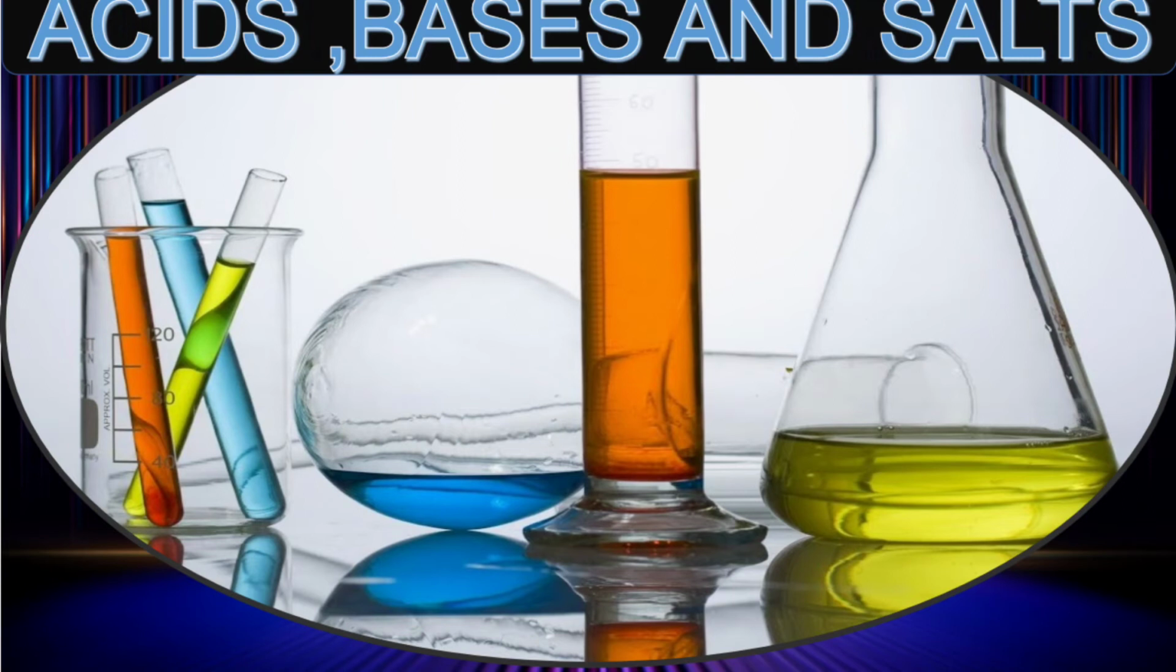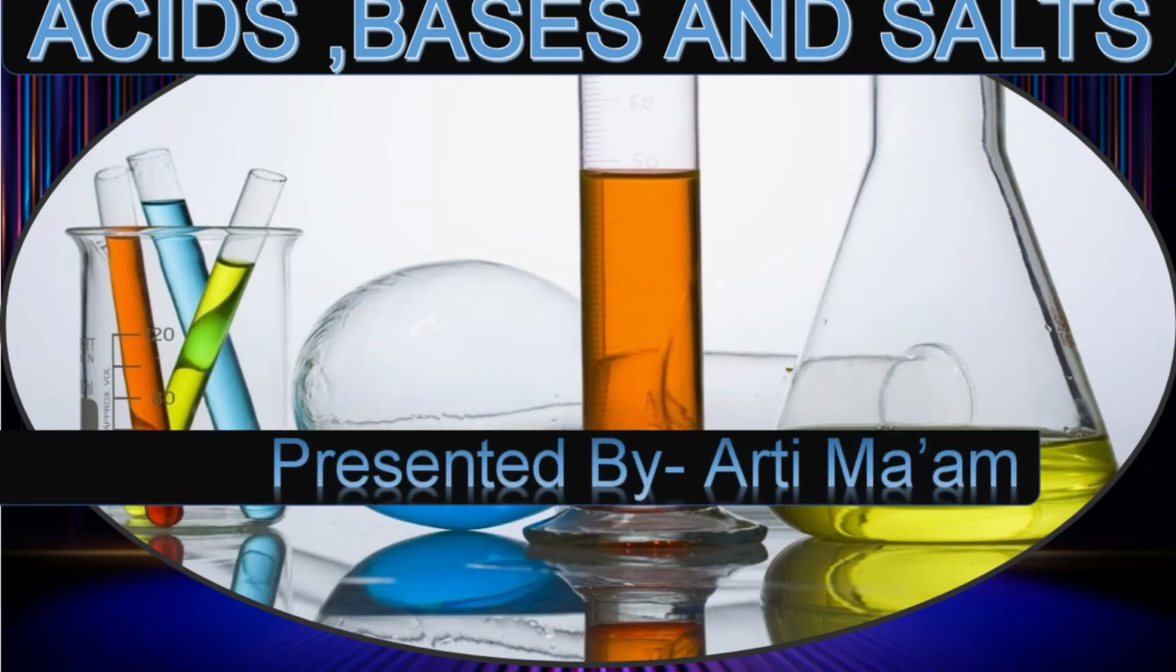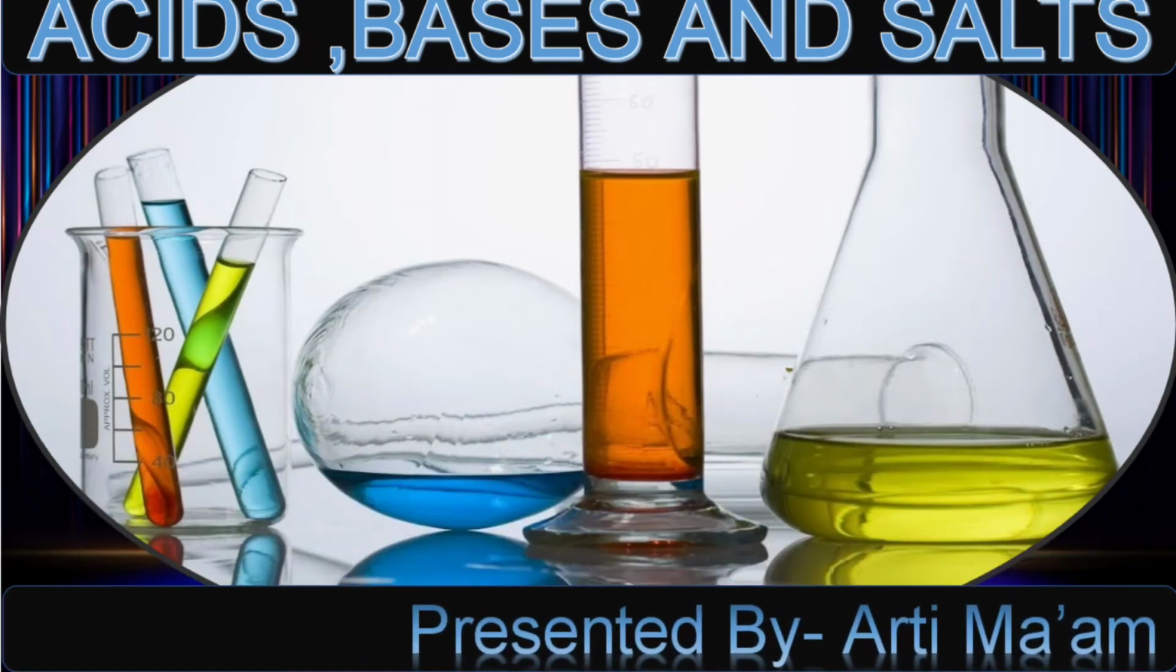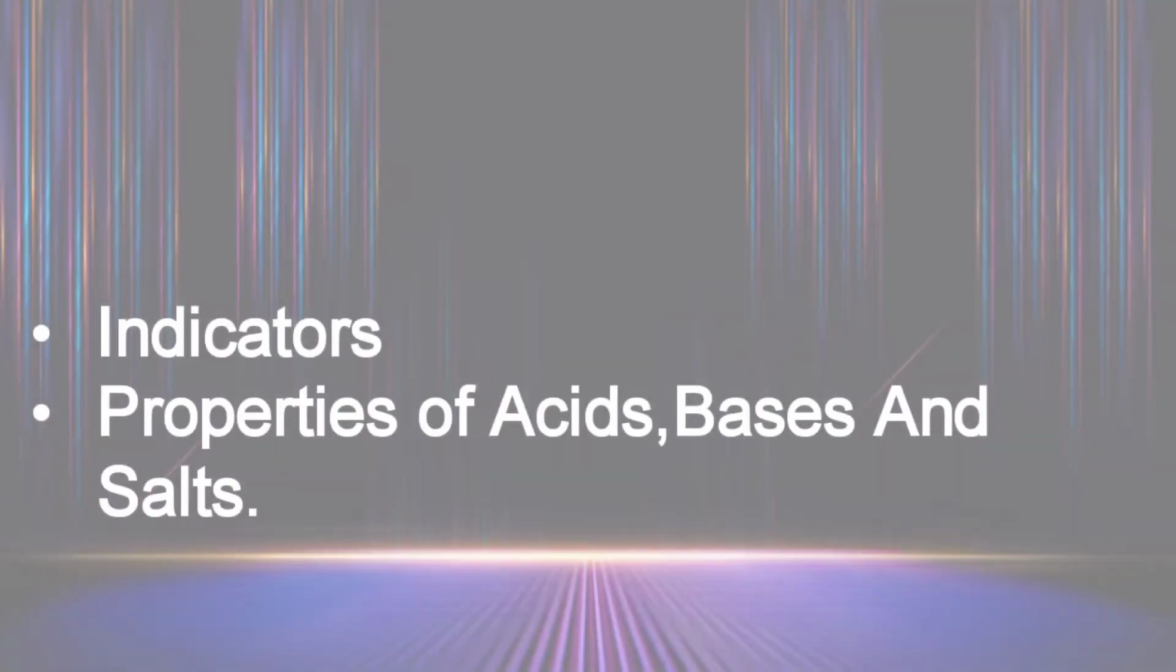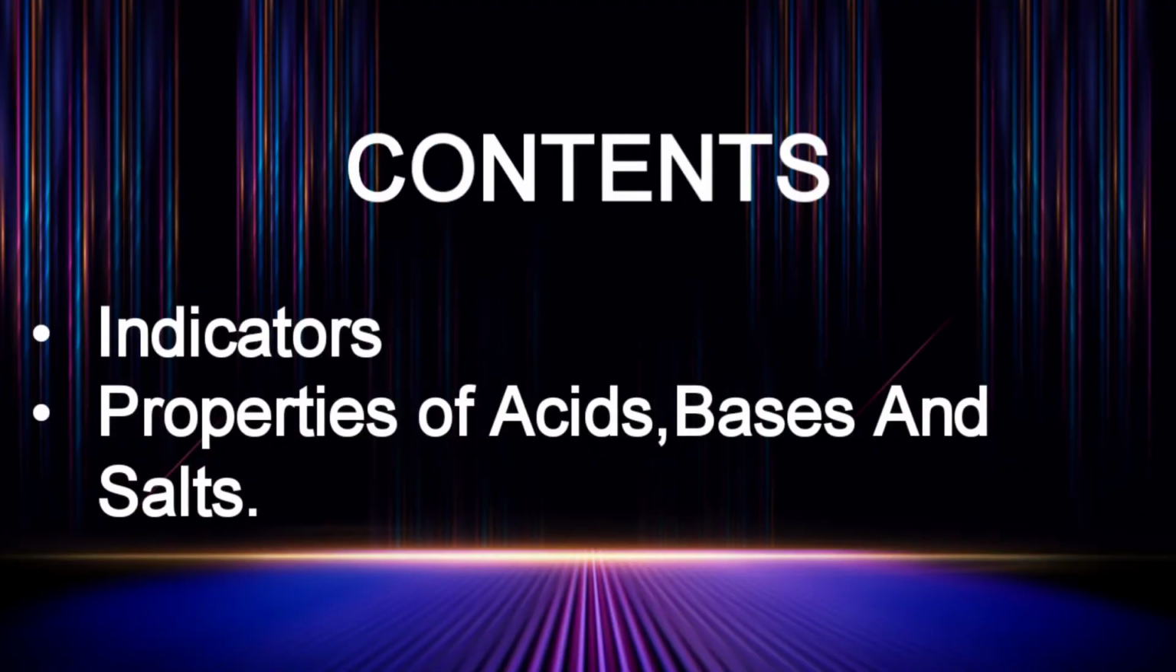Hello everyone. We are learning chapter number 5, acid, bases and salts. In the last video we have studied about indicators, and in this video we will study about how they work and properties of acid, bases and salts.